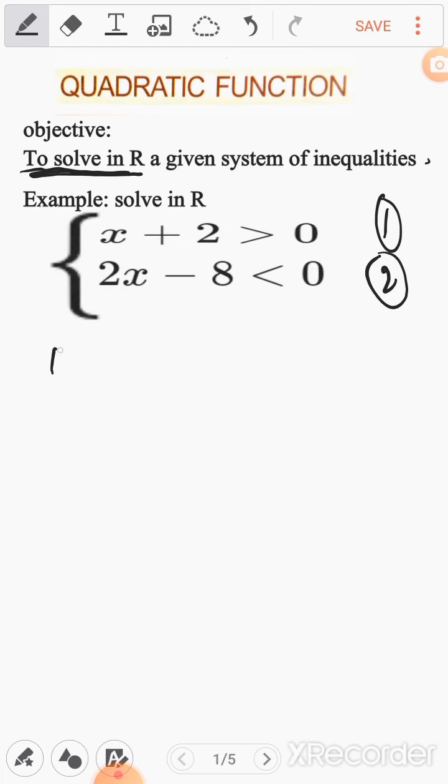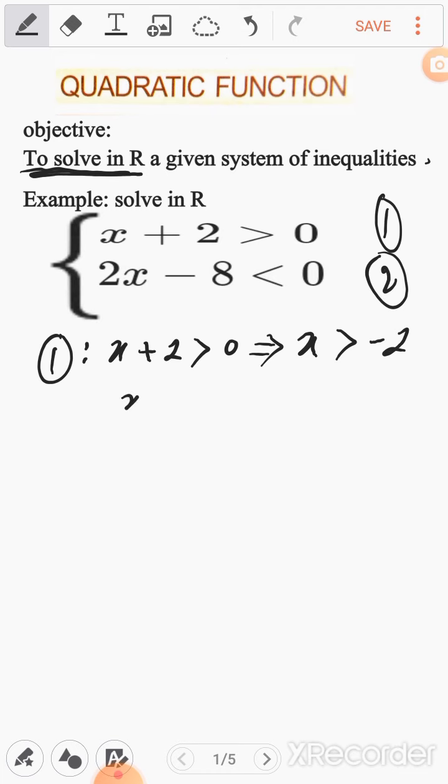First, let us solve the first inequality. The first inequality is x plus 2 is greater than 0. This means that x is greater than minus 2. That is the solution of the first inequality. So x belongs to (minus 2, plus infinity). This is S1, the solution of the first inequality.